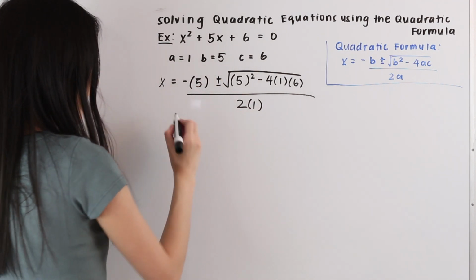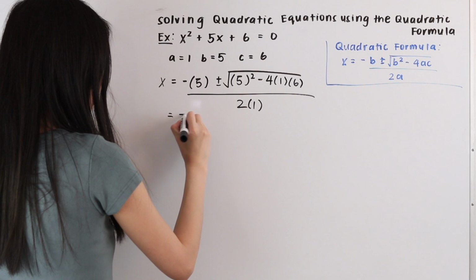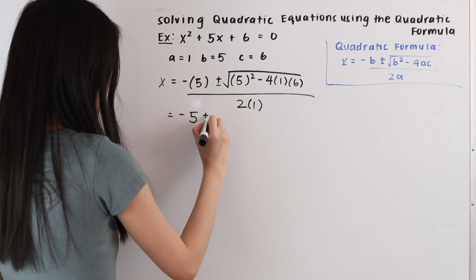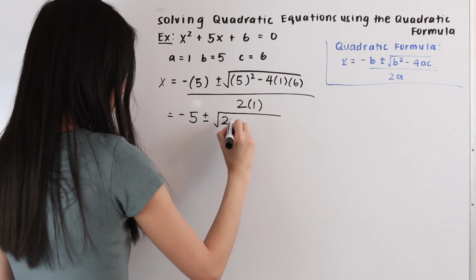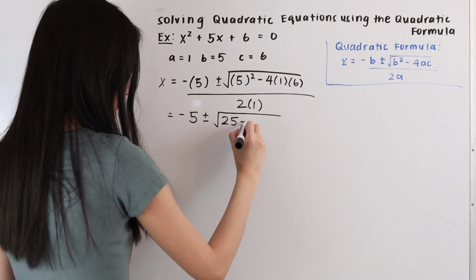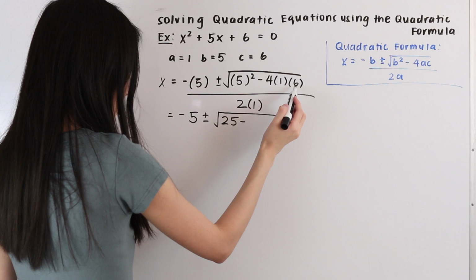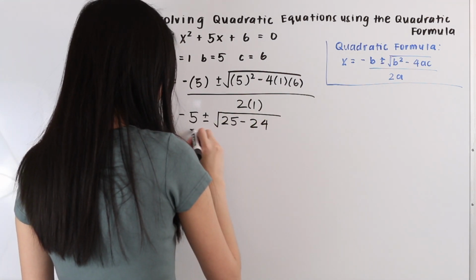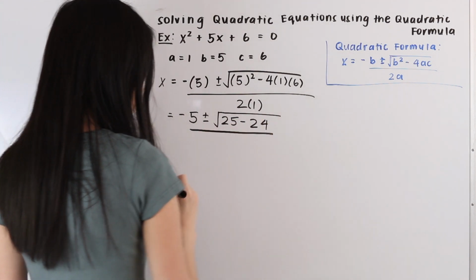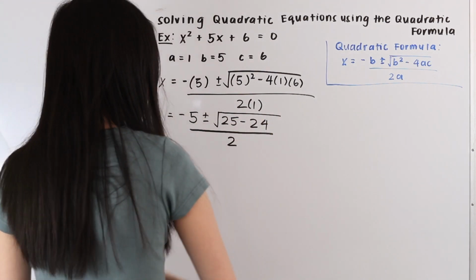And now let's go ahead and simplify this. So we have negative 5 plus or minus the square root of 5 squared, which is equal to 25. And we have minus 4 times 1 times 6, so that is equal to 24. And this is over 2 times 1. So 2 times 1 is just equal to 2.